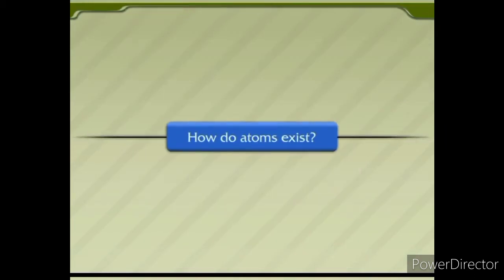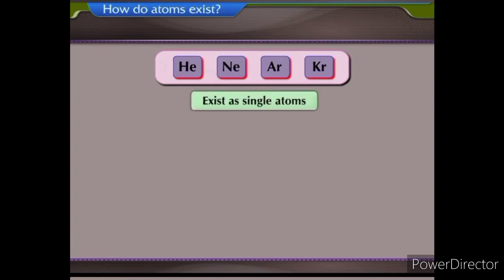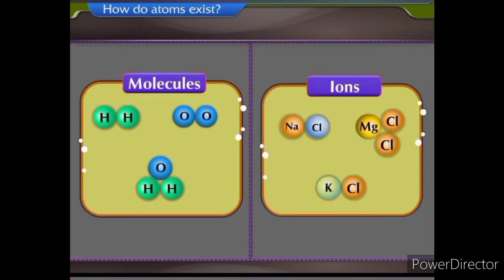How do atoms exist? Atoms of few elements like noble gases like helium, neon, argon and krypton, etc. exist in the free state, that is, as single atoms. But most of the elements, being chemically reactive, do not exist in the free state. They either exist as molecules or as ions.